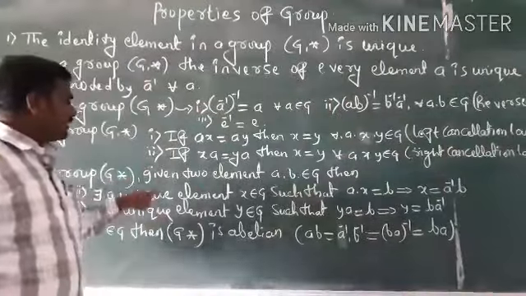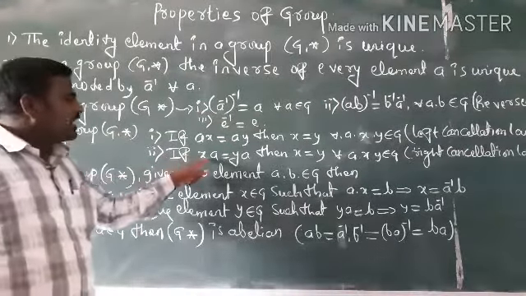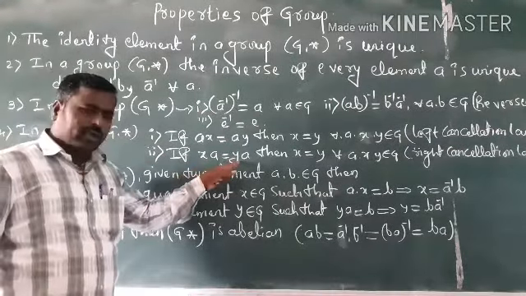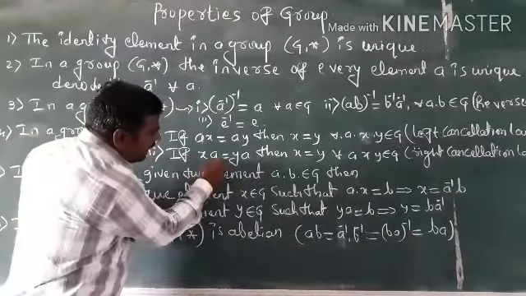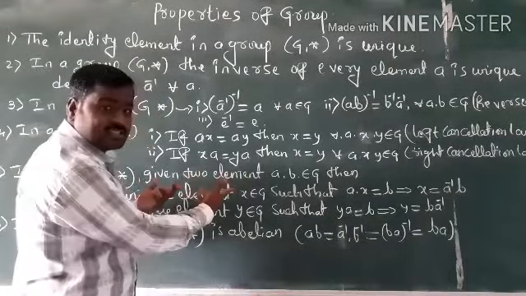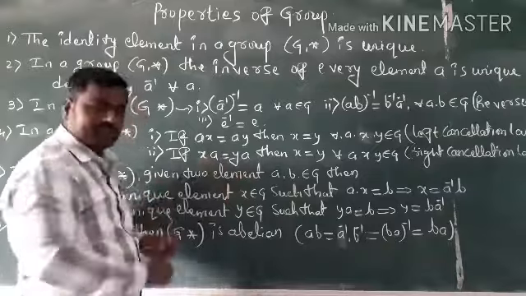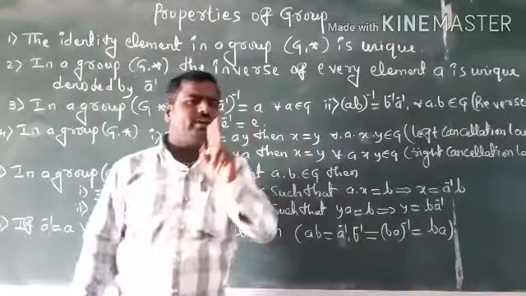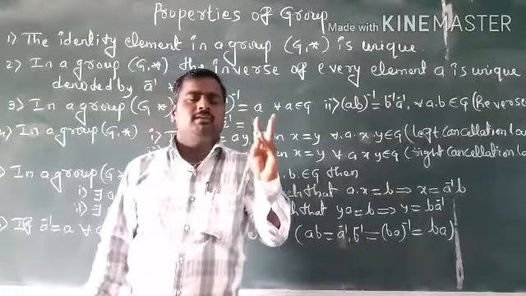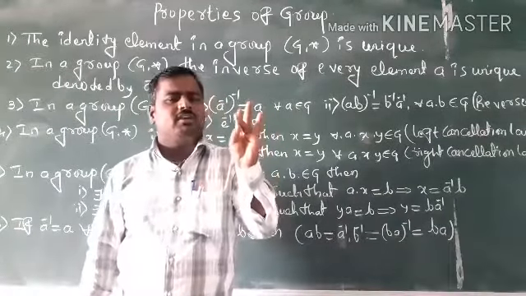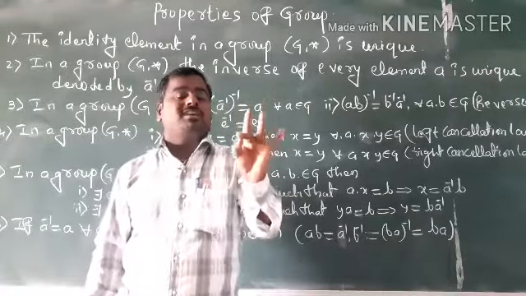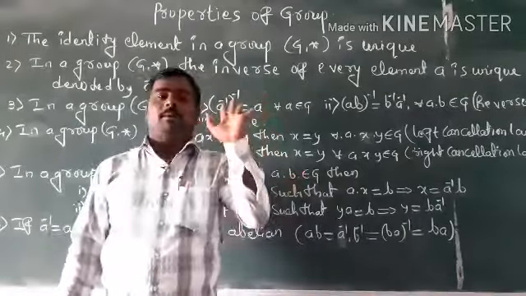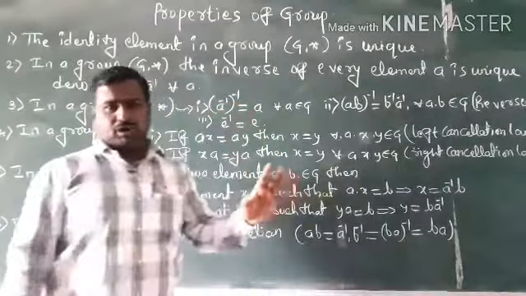Next, the second property: if xa = ya, look at this board. Here a and a get cancelled, and they are on the right side. So, that is the right cancellation. Here, the very important ones are: first, the identity is unique; second, the inverse is unique; third, right cancellation and left cancellation. All of those are most important.